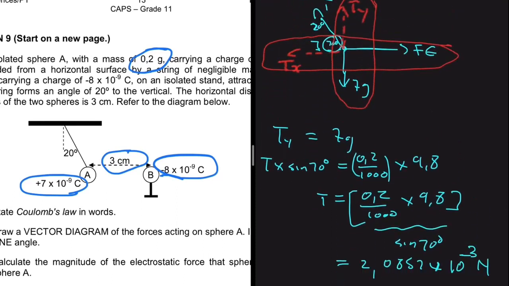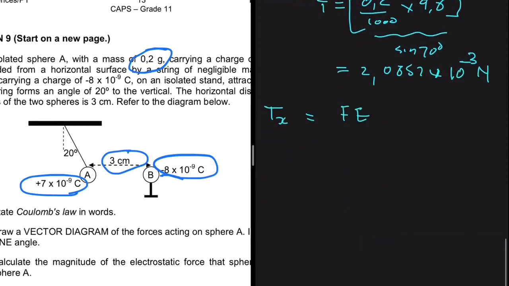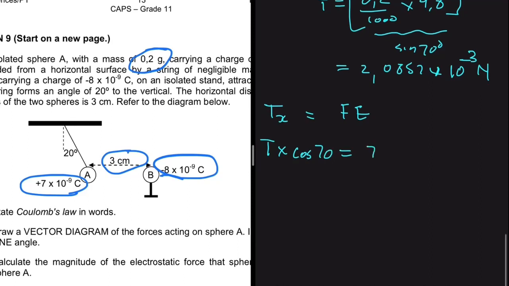Let's use the other way. We're saying that the x component of the tension will be equal to the electrostatic force, right? So now we're going to have the tension multiplied by, if you want to find the x component, you take cos of the angle. So we have T cos 70 being equal to the electrostatic force. We calculated the electrostatic force in 9.3, right? We know fully well that it is 7.13 times 10 to the minus 4. So now we divide both sides by cos of 70.